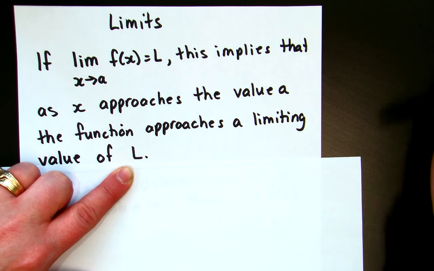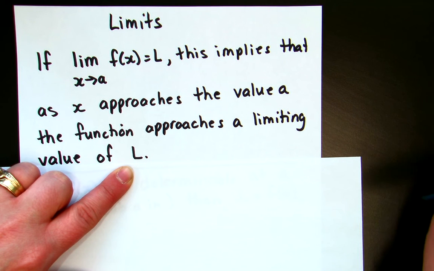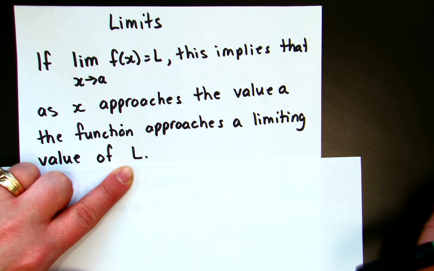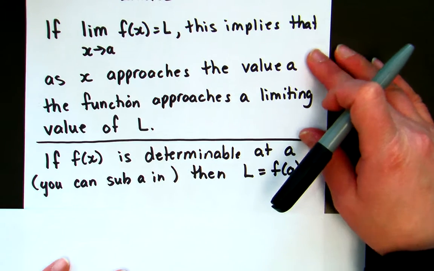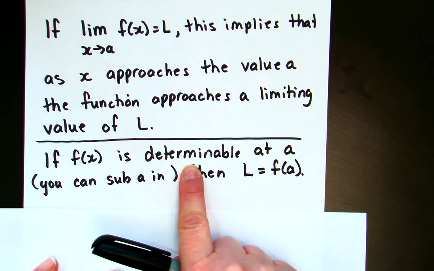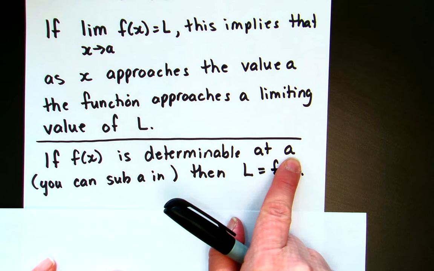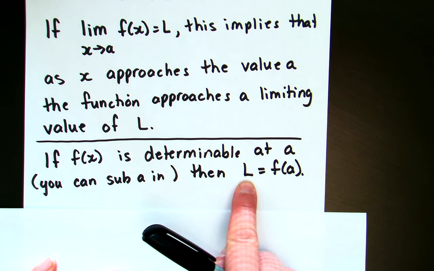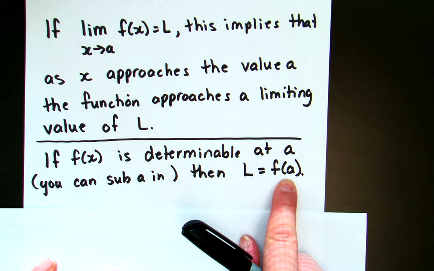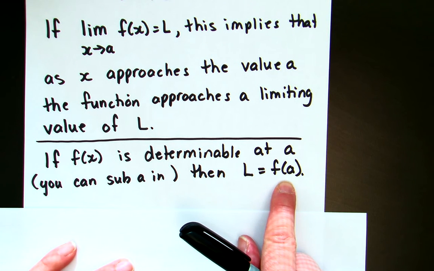Our sequences and our functions sometimes were heading towards a limiting value or a limiting number, and we could see that. So the first concept with limits is if your function f at x is determinable at whatever a is, and that just means you can sub a into f at x and get an answer, then the limit is simply f at a, or what you get when you sub a into f.